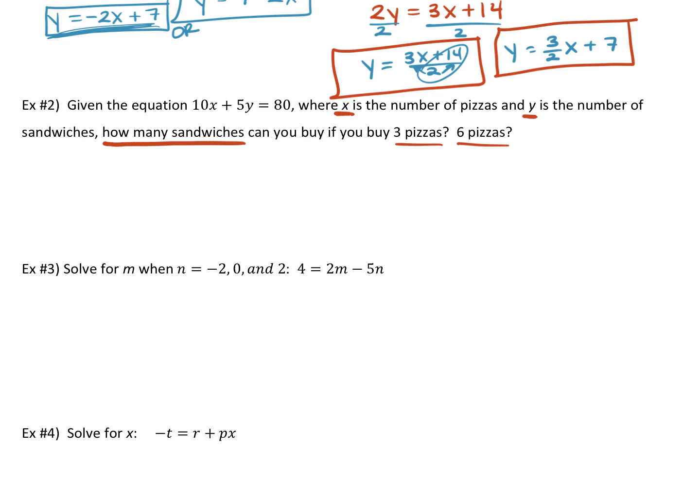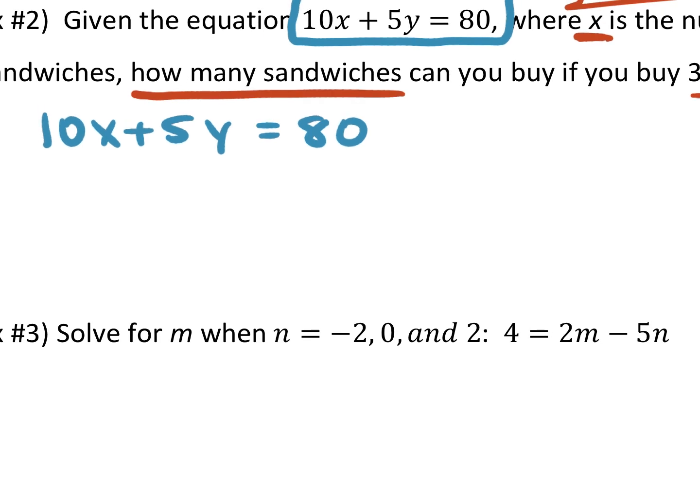What variable is our sandwiches? Y. So we're going to solve this equation for y. Okay, so I'm just going to rewrite it here. 10x plus 5y equals 80. What's our first step if we're trying to get y by itself? Take away the 10x, yeah. Okay, so we are left with 5y equals negative 10x plus 80. What's your next step?